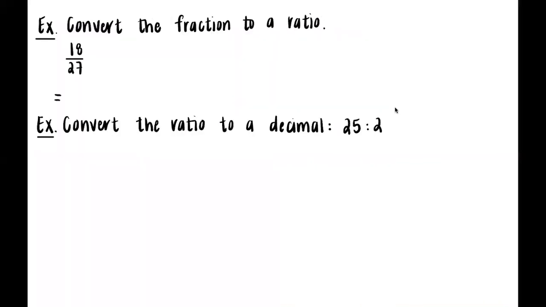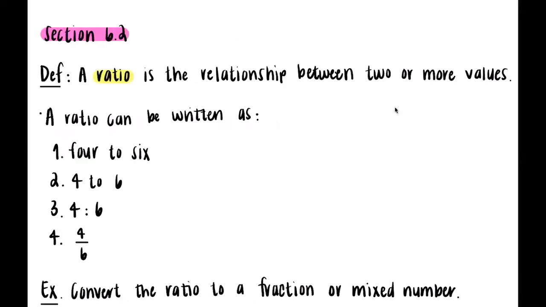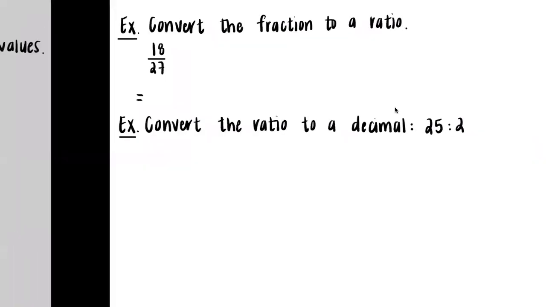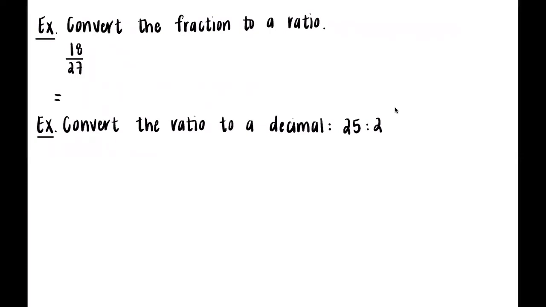Okay, now one more example, and then I'll go into a spiel. Convert the fraction to a ratio. Again, going back to our different representations, the third and fourth one is key here. Notice we're given a fraction. So if we have 18/27, who's going to be on the left side of the colon? 18. And on the right side of the colon, we have 27.